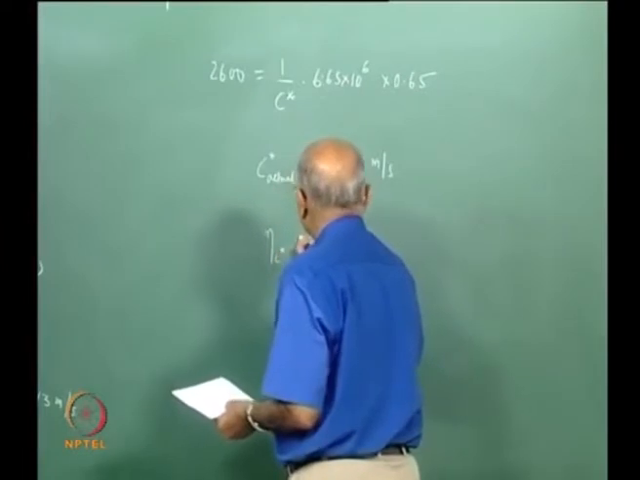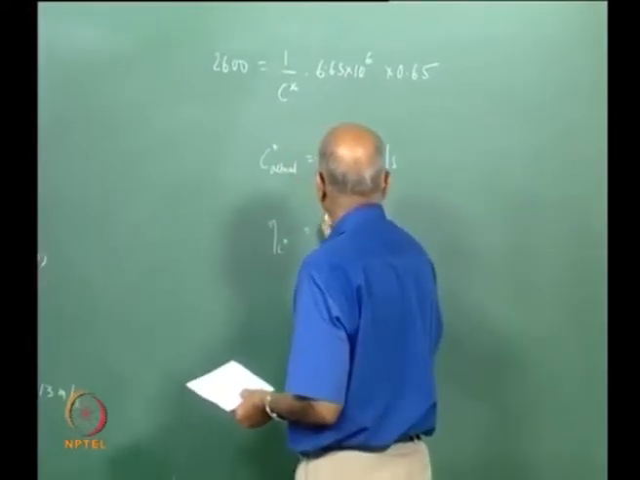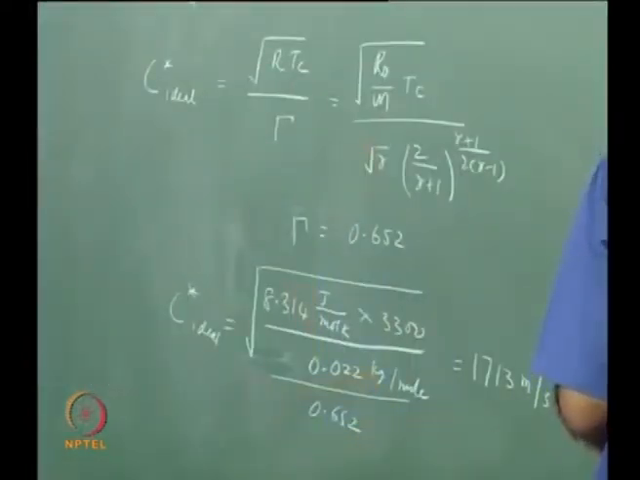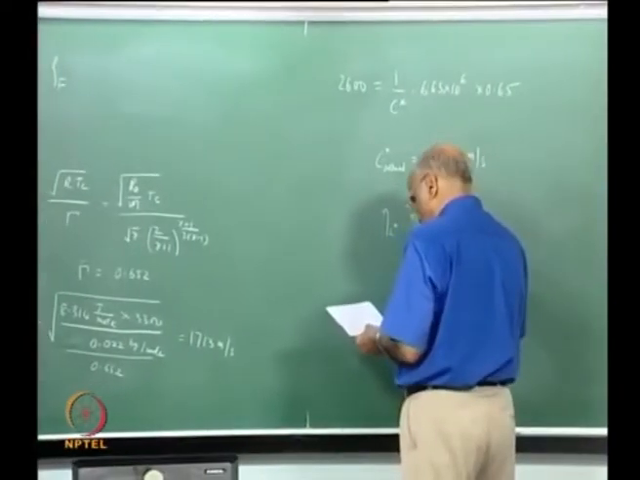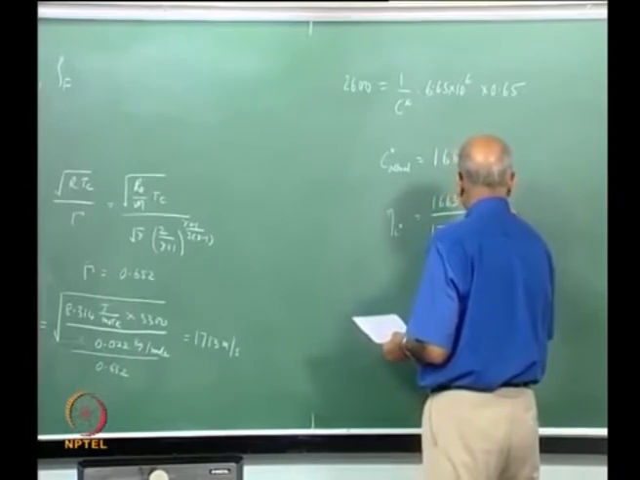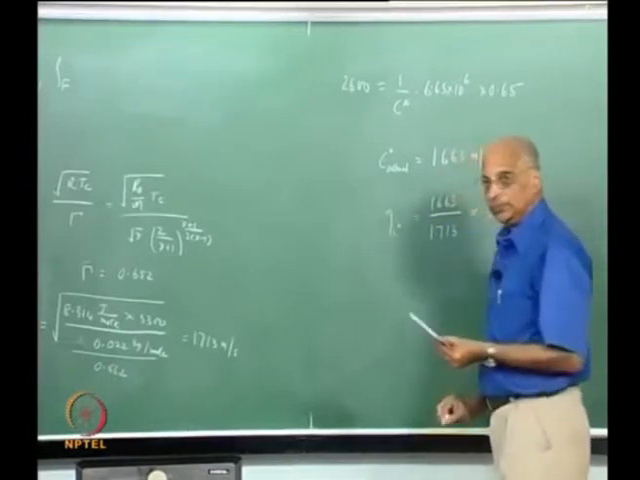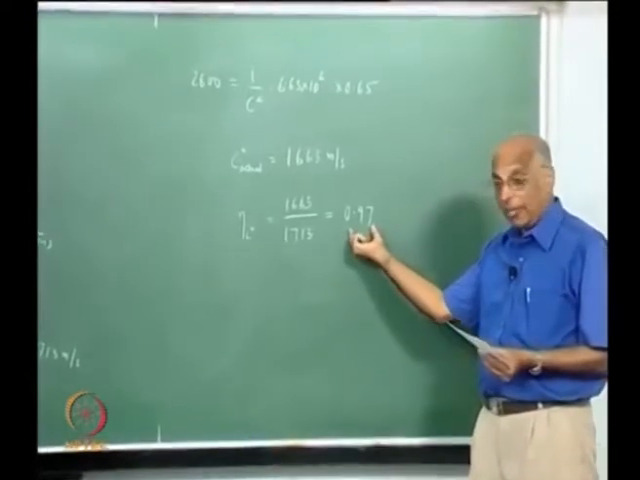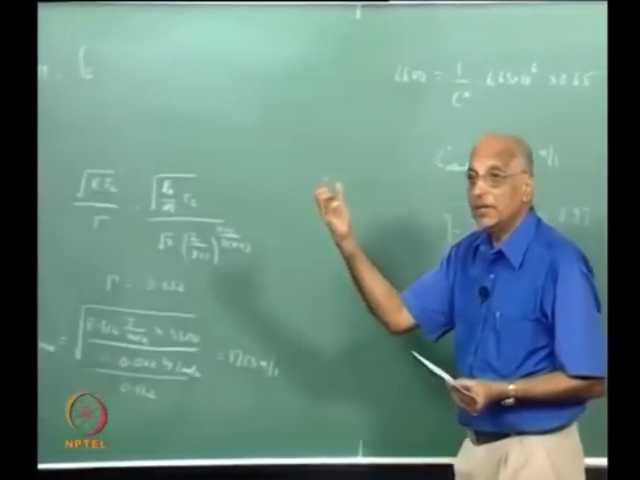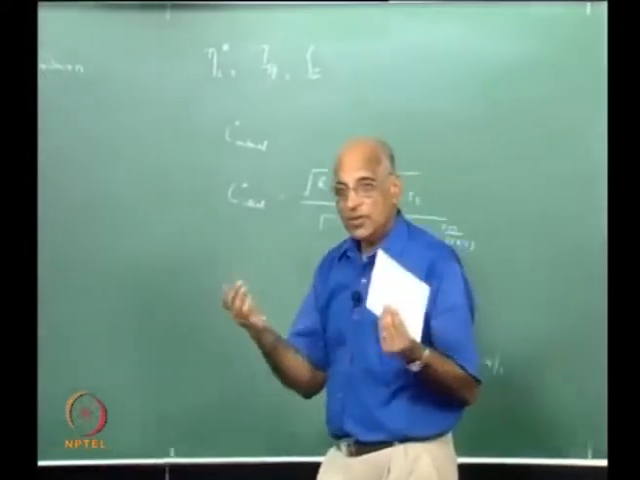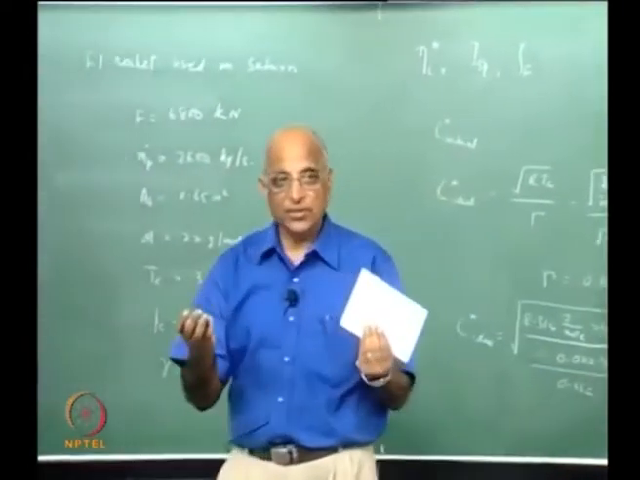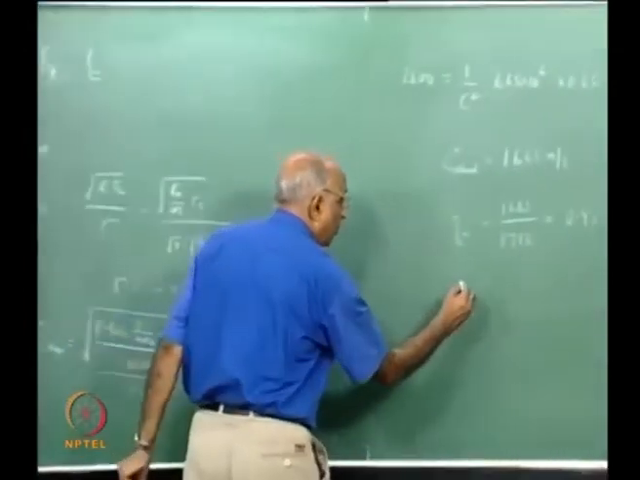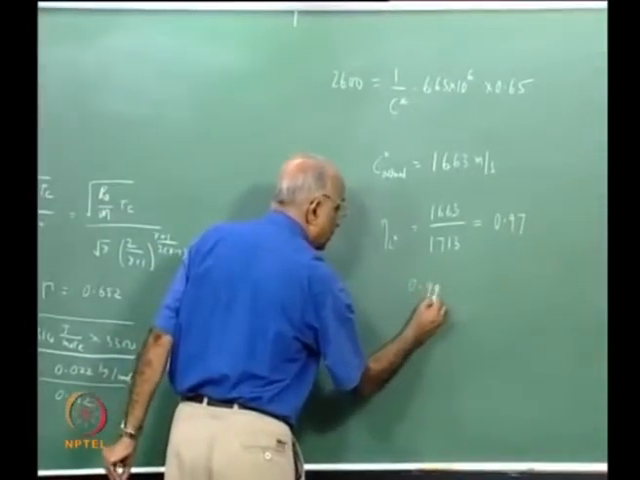The C star efficiency is therefore equal to the actual value 1663 divided by 1713, which is equal to 0.97. In fact, you find that the C star efficiency is quite high even for a rocket made in the year 1962. The present rockets like the Space Shuttle main engine have an efficiency of C star of the order of 0.99.